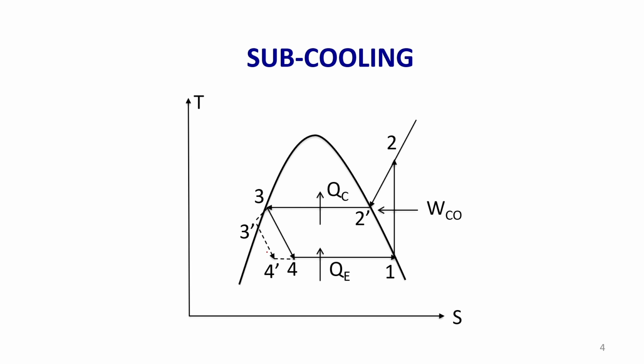The line will not be perpendicular to the x axis, only the isentropic process line will be perpendicular to the x axis. So 3 dash will be an inclined line, parallel to how we plot 3 to 4, we have to plot 3 dash to 4 dash. We will see what the effect on the COP of this is.